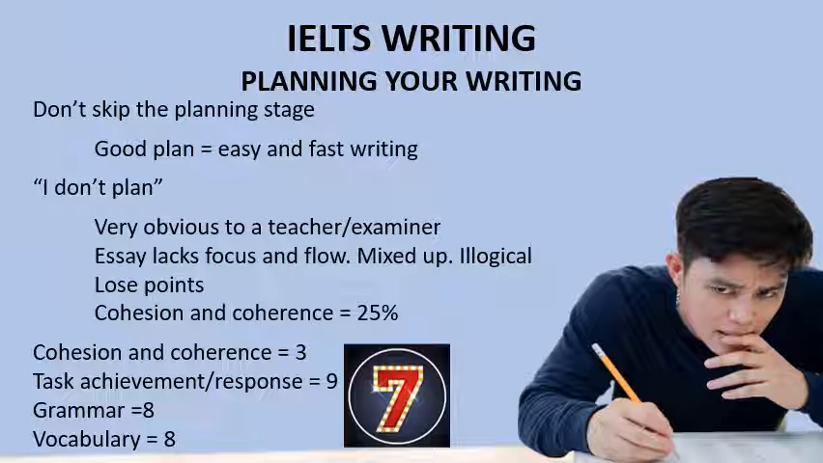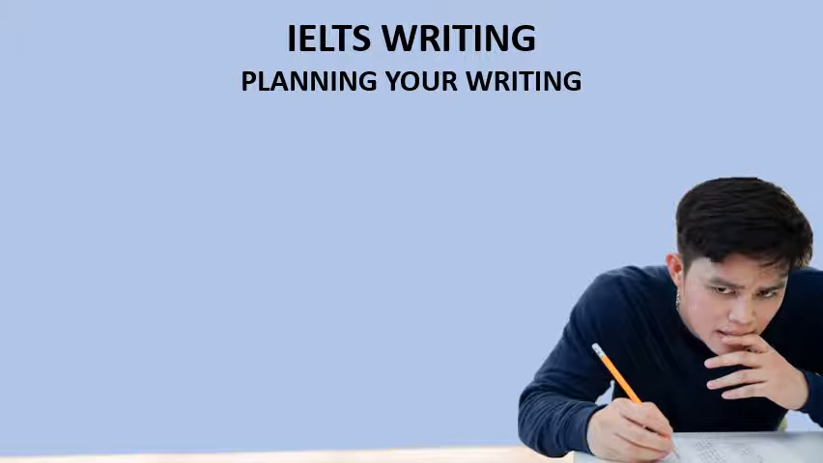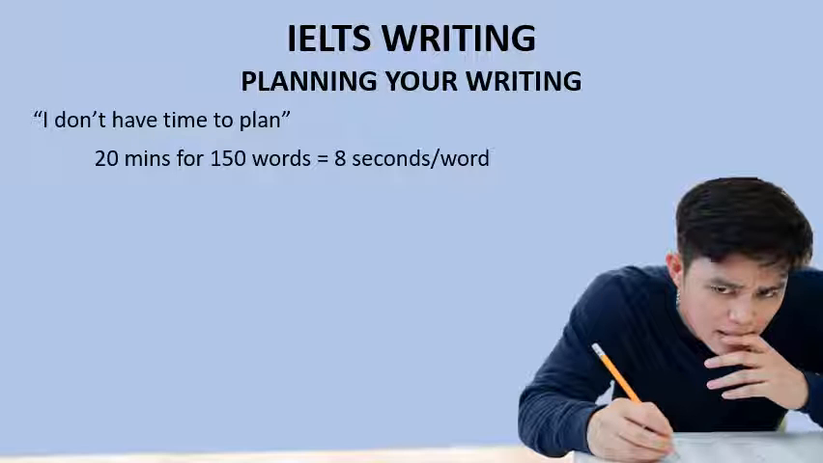Now, a score of 8 for grammar means that your grammar must be advanced, and your vocabulary. This is C1 level or a very good B2 level. And so, if your grammar and vocabulary is not at C1 level, you will fail. So, you must plan. Many students also say, but I don't have time to plan. They immediately panic and start writing without planning at all.